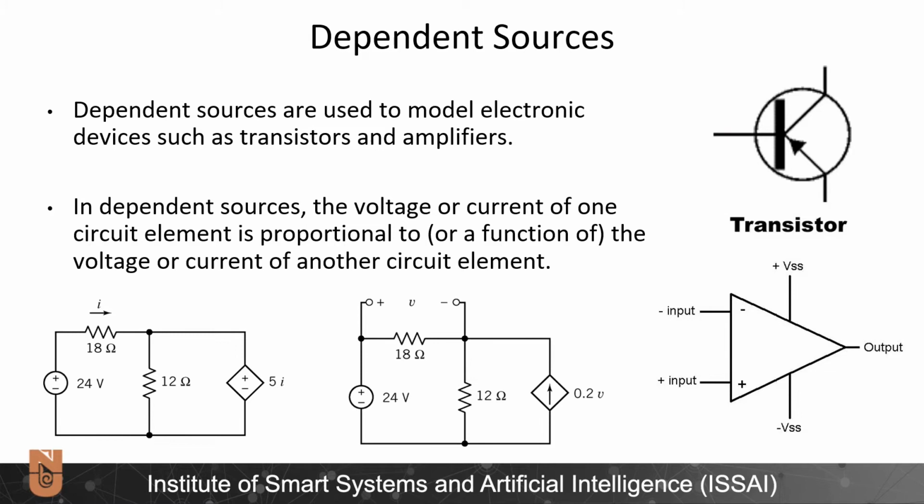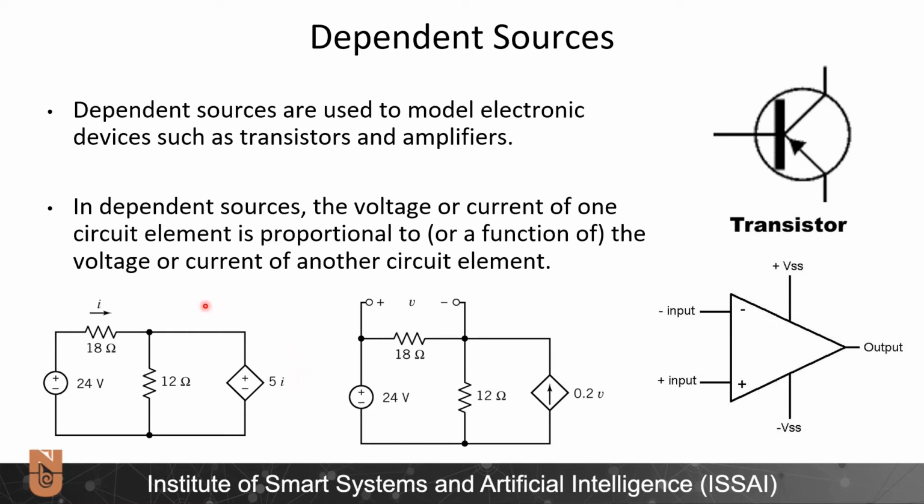In electrical circuits, especially in electronics, we have devices such as transistors and amplifiers, which can be modeled using dependent sources. In dependent sources, the voltage or current of one circuit element is proportional to the voltage or current of another circuit element. For instance, here we just observe that we have a dependent source, and here the value of this dependent source is 5 times I.